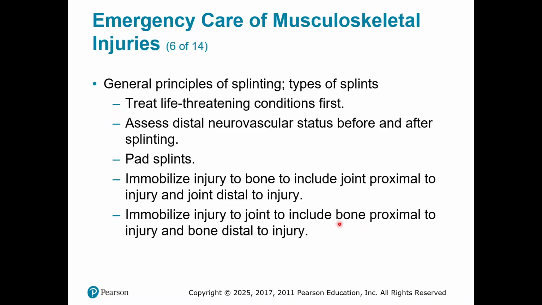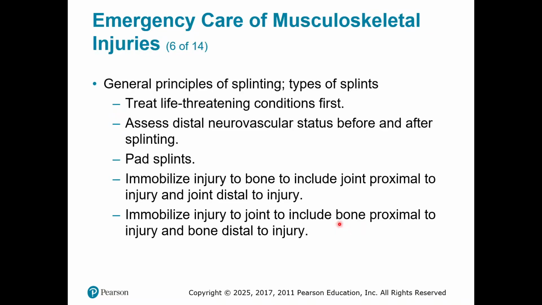So always treat your life-threatening conditions first. Nowhere in your primary assessment does it talk about splinting. Splinting is always done in the secondary survey. You want to assess the distal neurovascular status always before and after splinting, meaning check for a pulse, check for sensation.